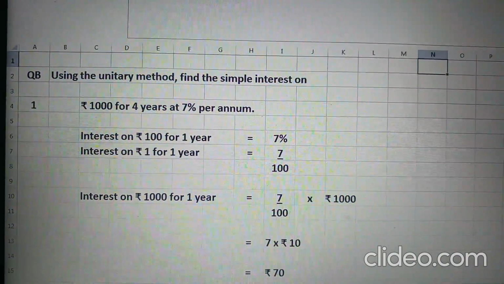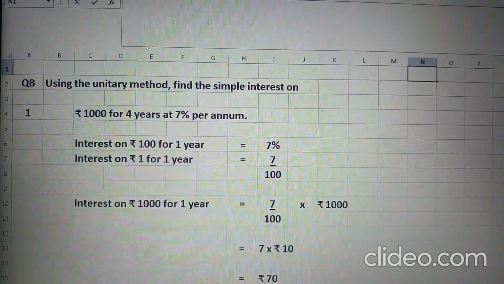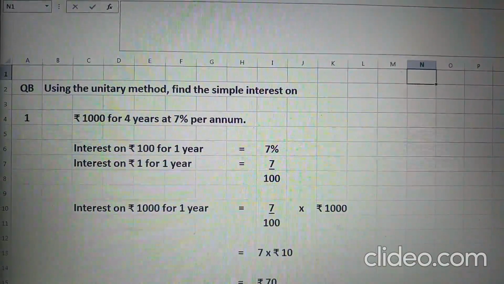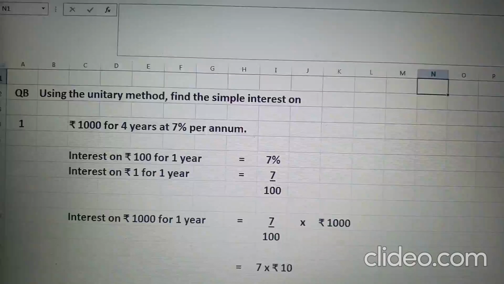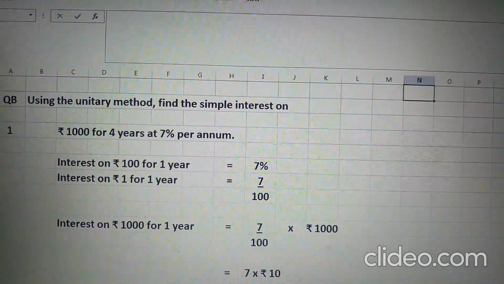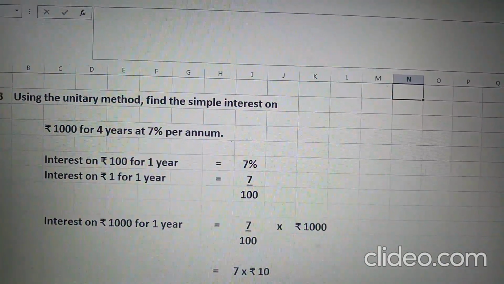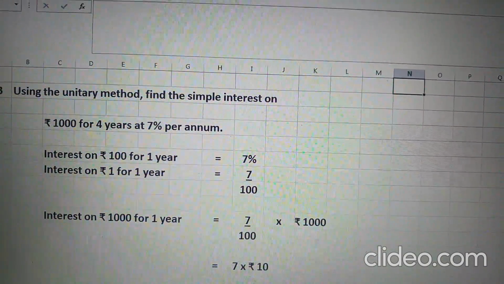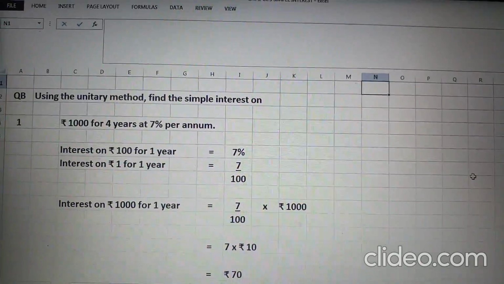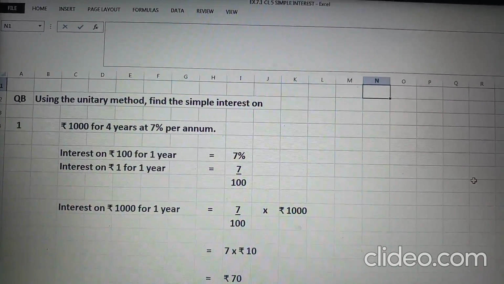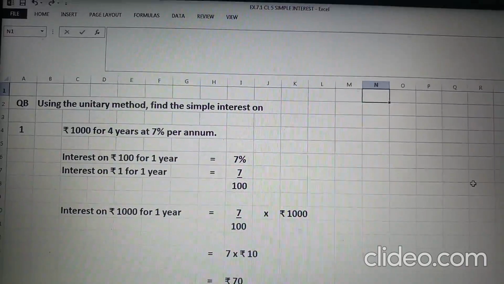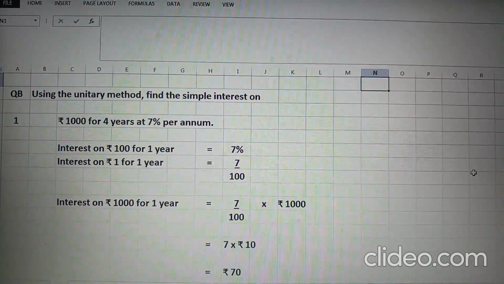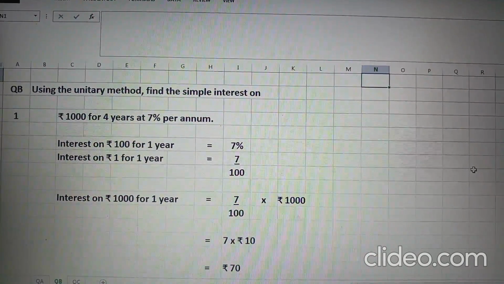Question B is, using the unitary method, find the simple interest on ₹1000 for 4 years at 7% per annum. Here, per annum means per year. So children, you have to find simple interest on ₹1000 for 4 years at 7% per year. First of all, you will find simple interest for 1 year. Then you will find simple interest for 4 years using the unitary method.